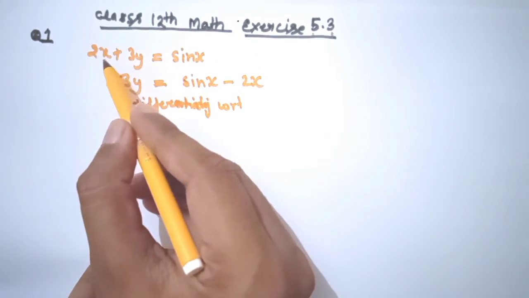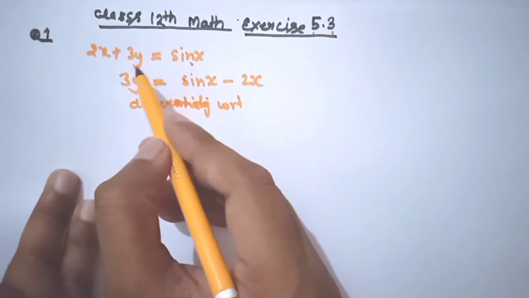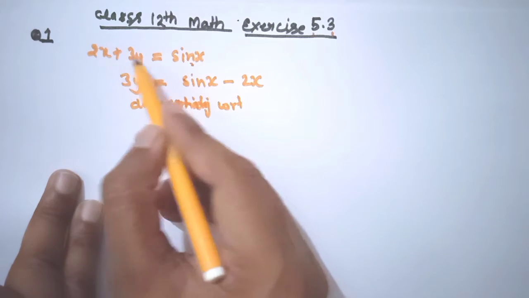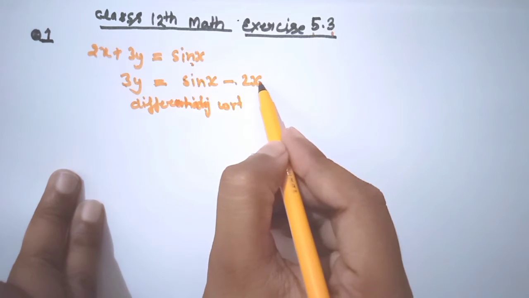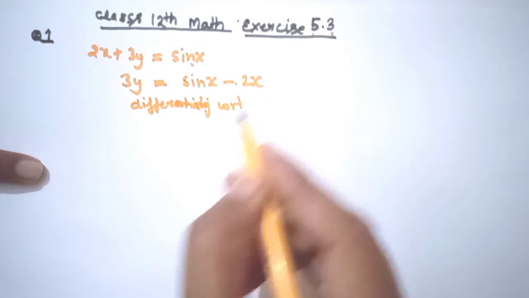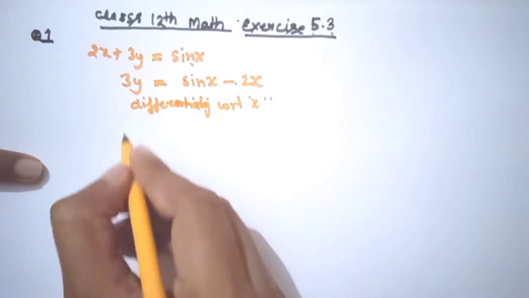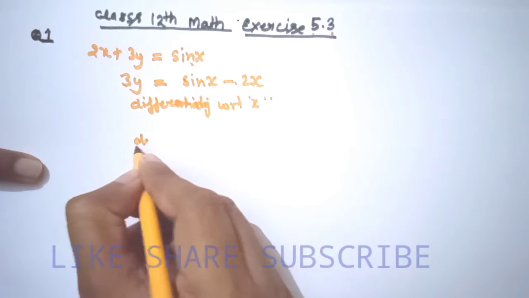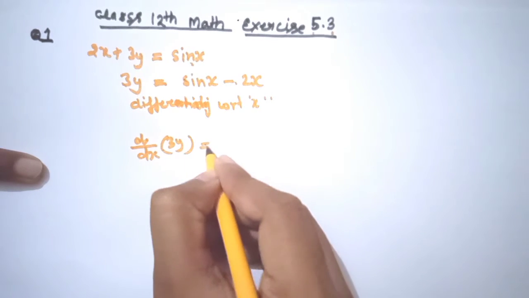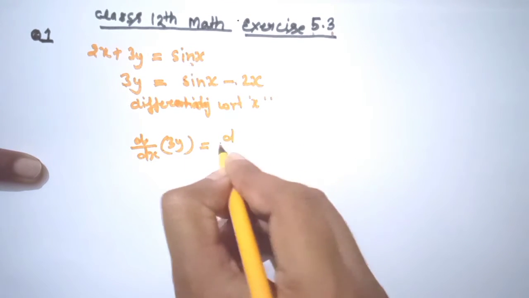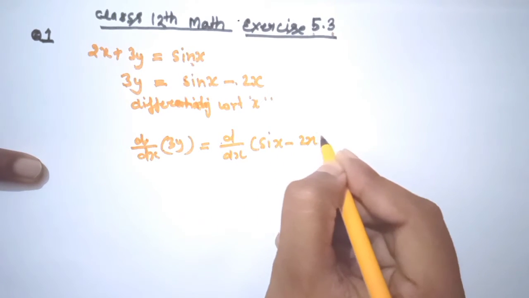Question number 1. It is given that 2x plus 3y is equal to sin x. Firstly, we will take one variable to one side. So I make 3y equal to sin x minus 2x on the right hand side of the equal sign. After that, differentiating with respect to x, we will write d over dx of 3y is equal to d over dx of sin x minus 2x.